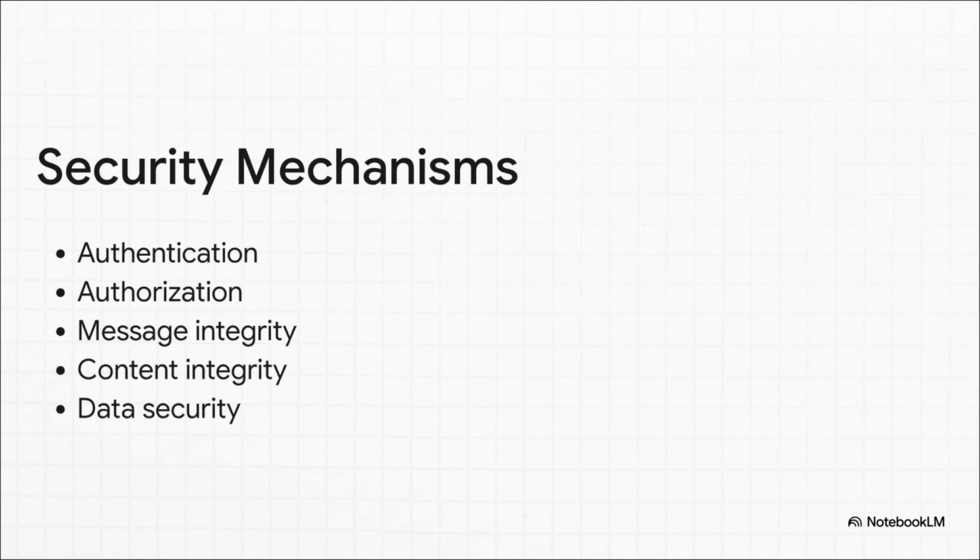To achieve this protection, the security block utilizes a few critical mechanisms straight from the source. We're talking authentication, proving you are who you say you are; authorization, proving you have the right to access it; plus message integrity, content integrity, and overarching data security. These 5 mechanisms cement exactly how an IoT system defends itself against intrusion.